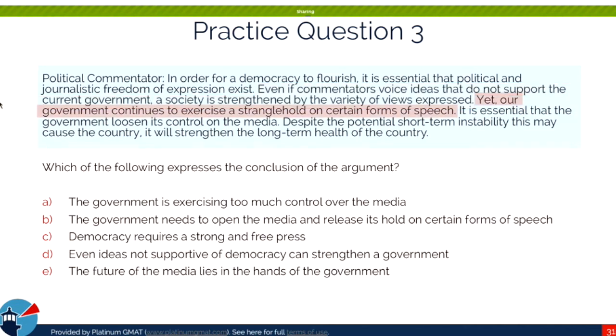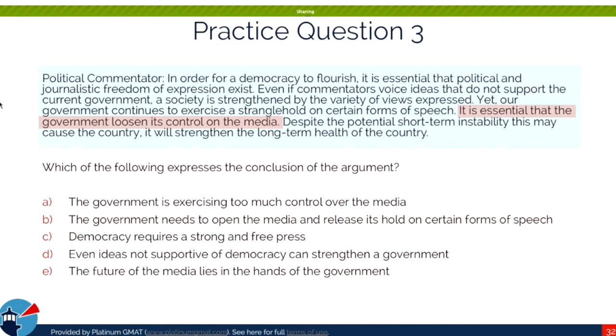Next, yet, our government continues to exercise a stranglehold on certain forms of speech. So yet is a key word here because it's flipping the direction of the passage, right? Up to this point, they've been saying it's important for people to be able to voice their opinion, it's important to democracy, and then they're saying, yet, our government is doing the opposite of that, right? So here's where the turning point of the passage starts. It is essential that the government loosen its control on the media. Well, here's where it's getting to the call to action, right? They're saying, government, loosen your control on the media.